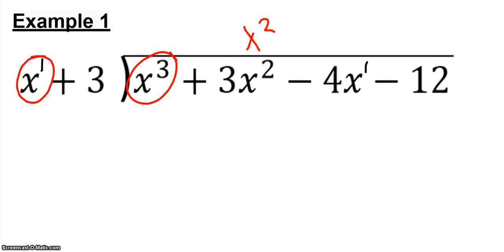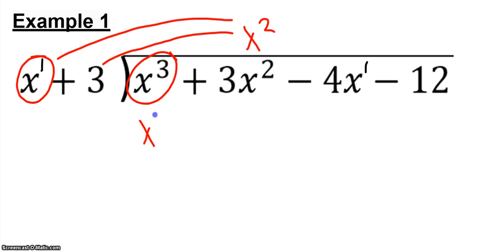Once we have that up there at the top, we go ahead and multiply. We multiply that and that. Okay, so let's do the first one. X to the first times x squared is x cubed. And then 3 times x squared is 3x squared. And that's a positive 3x squared, so that's why we put that plus.